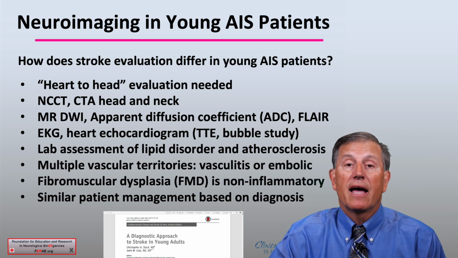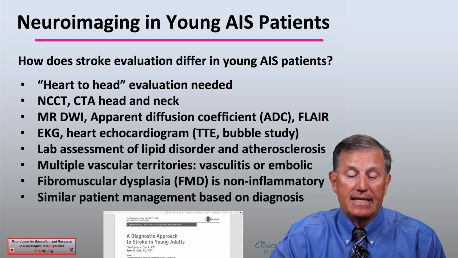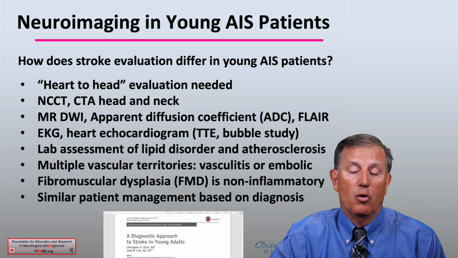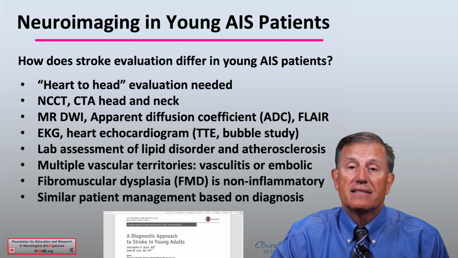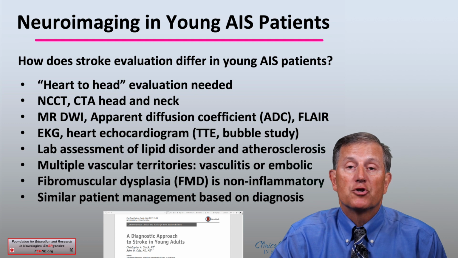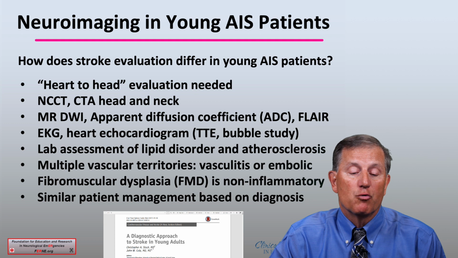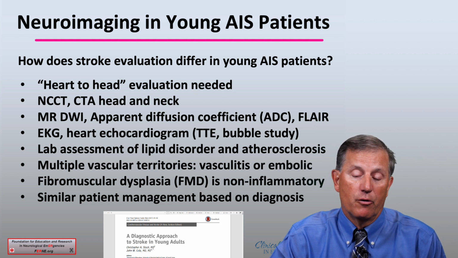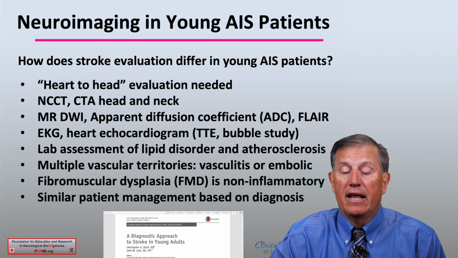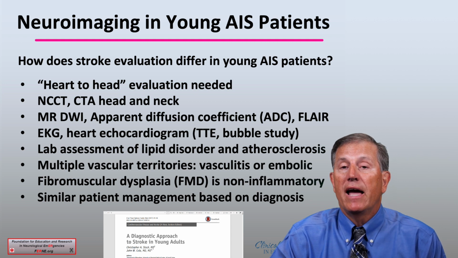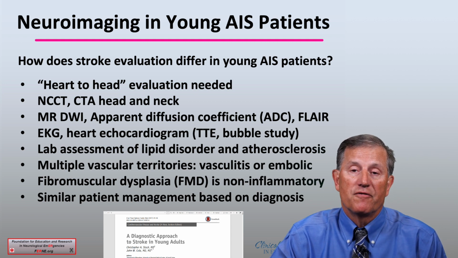So you need a non-contrast CT and a CT of the head and neck. An MR-DWI will show an apparent diffusion coefficient, and the FLAIR study will assist in determining what the likely stroke ictus onset time was. An EKG is required for young stroke patients, as well as a heart echocardiogram using a TTE and a bubble study for identifying any areas where there's abnormal flow between chambers.